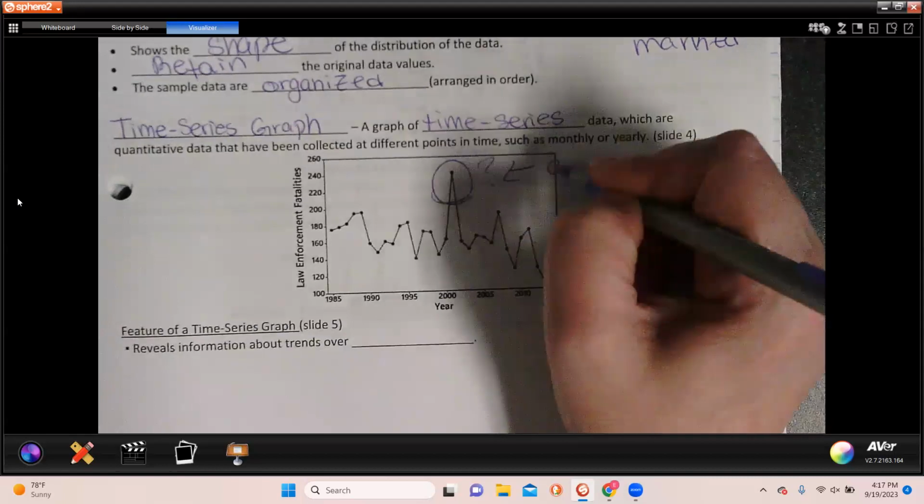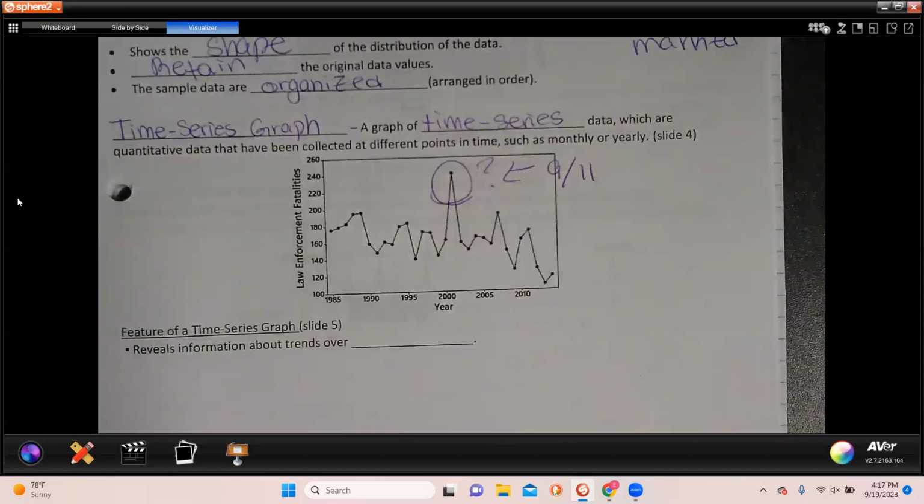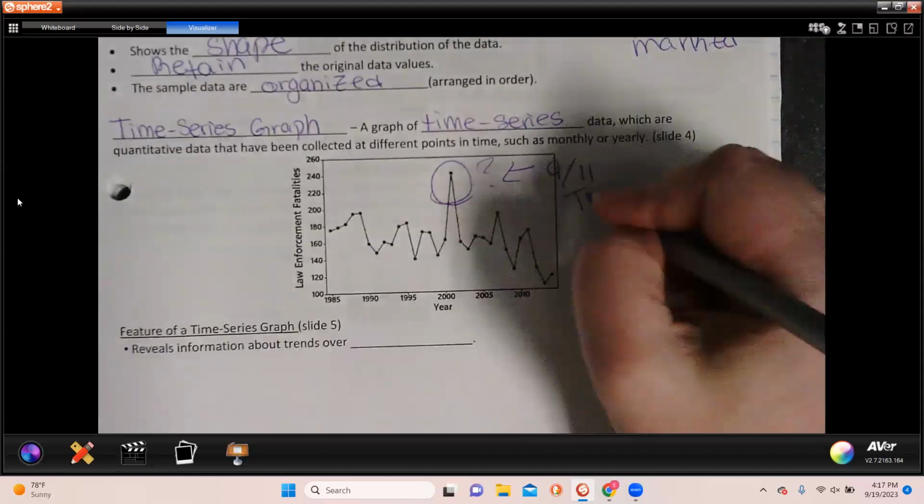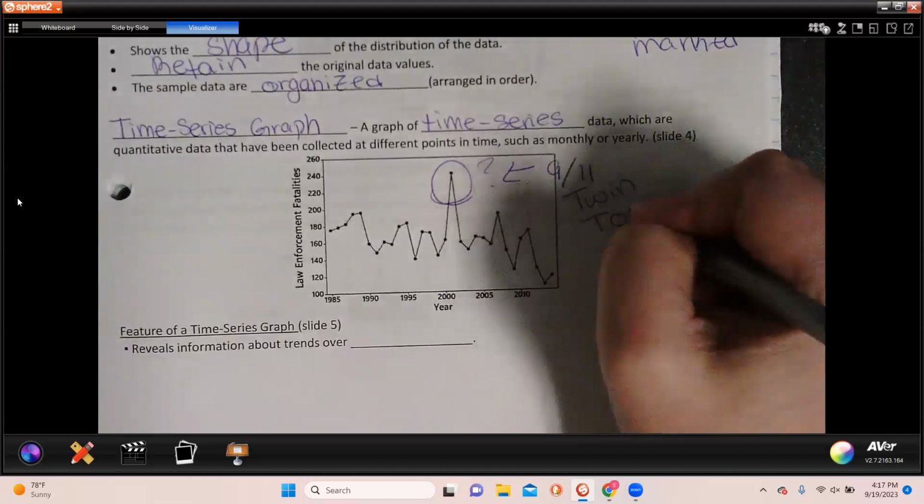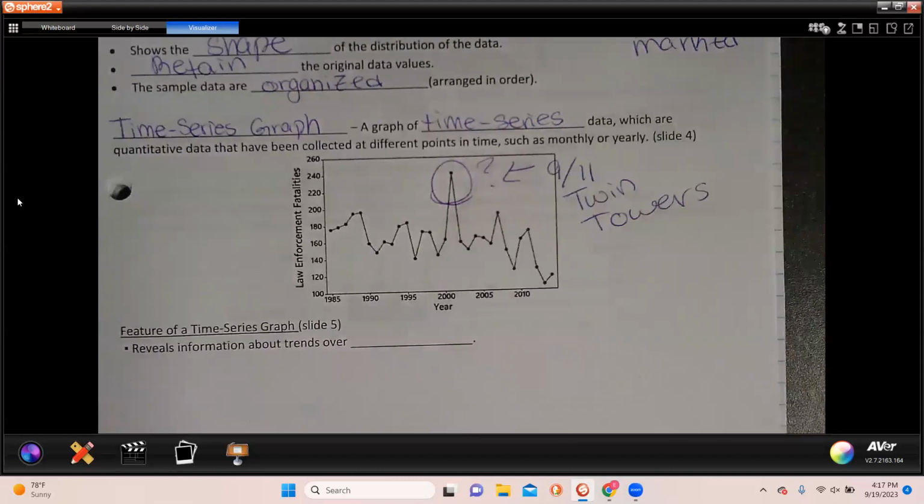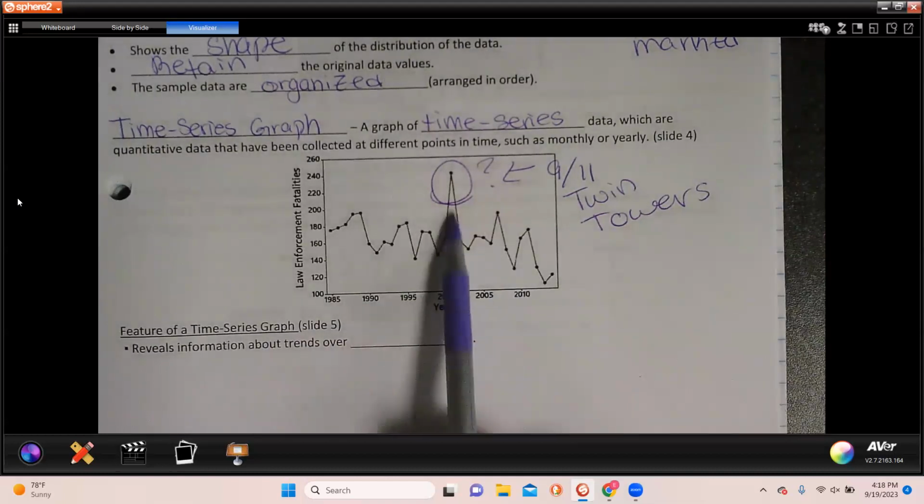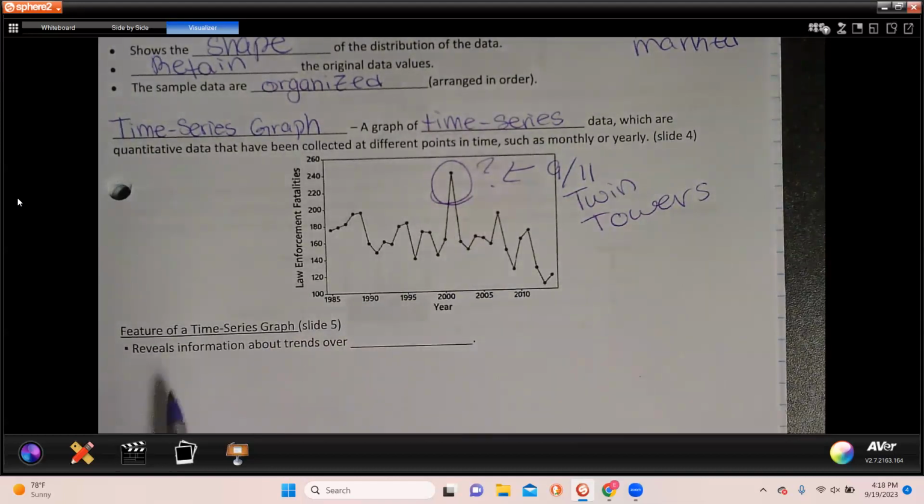This was when 9/11 happened, when the Twin Towers fell. It was 9/11, 2001. So this was the Twin Towers. A lot of officers died from that fall, from trying to help the survivors. So things like this are important because it also marks history. This is irrefutable that there's something that happened this year that made this huge spike.